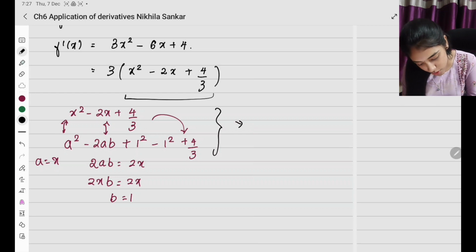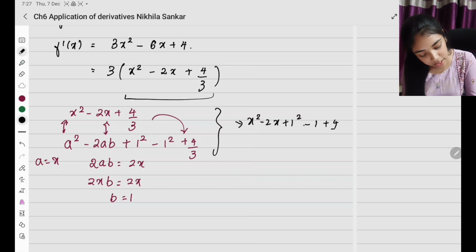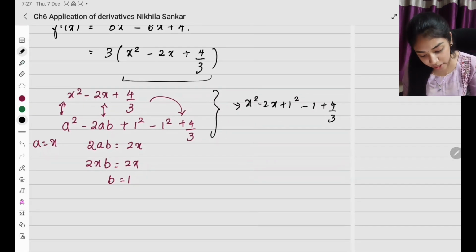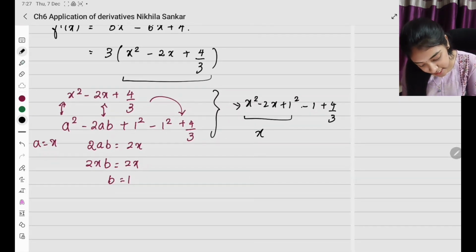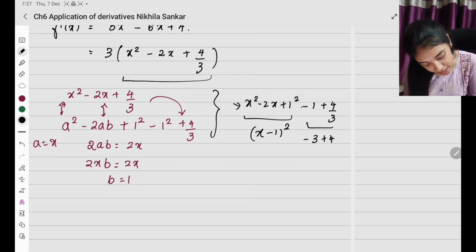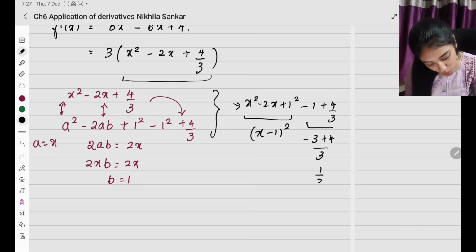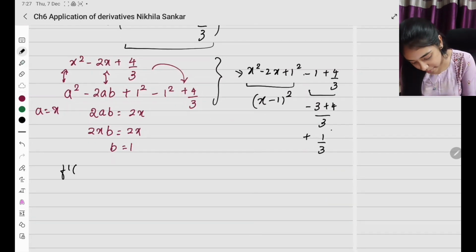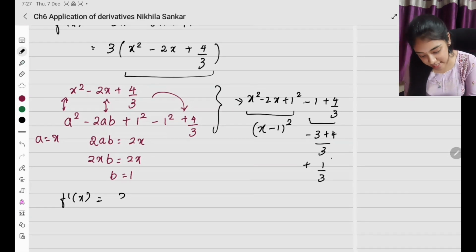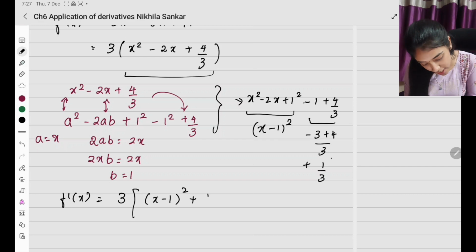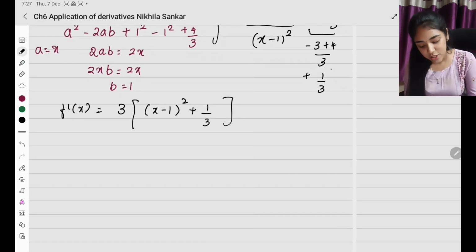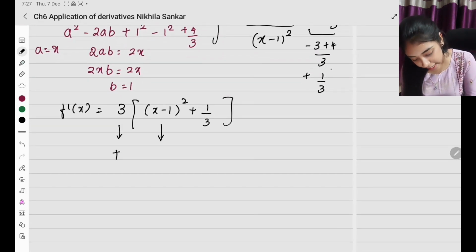So from these two, I have x square minus 2x plus 1 square minus 1 square plus 4 divided by 3. Okay. From this I can write this as x minus 1 the whole square. When I solve, LCM edutha minus 3 plus 4 divided by 3. So I have 1 divided by 3. இப்போ நான் என்னோட f dash of x எப்படி இருக்கு? f dash of x, I can write it as 3 times, and the bracket term I just found to be x minus 1 the whole square plus 1 divided by 3. So 3 is a positive value. X minus 1 the whole square, any square term is going to be a positive value.